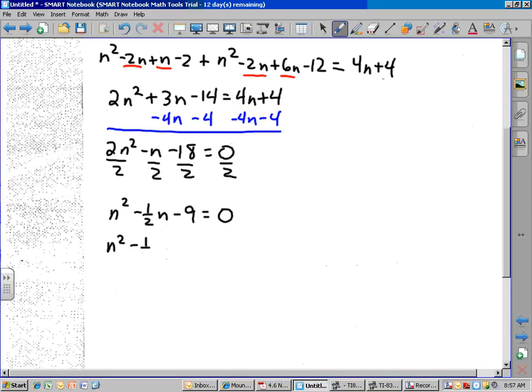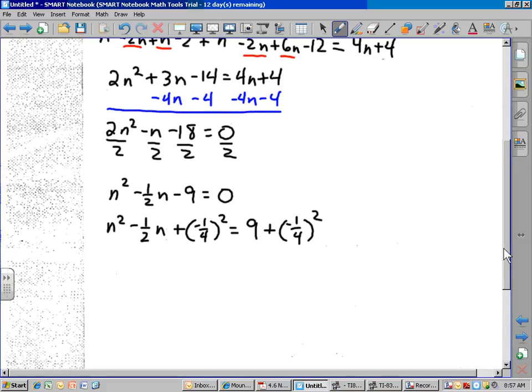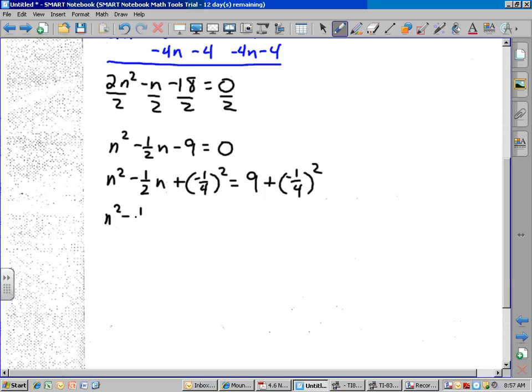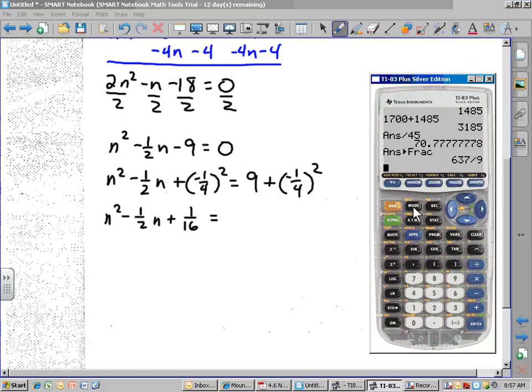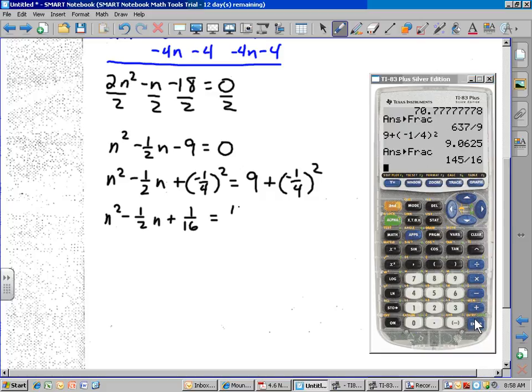Next, we will move the number over. In its place, we'll put a quantity squared. That's where we're going to complete the square. Half of the number in front of n, half of a half is a quarter. So n squared minus 1/2 n plus 1/16 equals 9 plus a 16th. It's going to be pretty big. Let's see here. 9 plus 1/16. Or if you want to type in negative 1/4 squared, that's the same thing. 145/16.